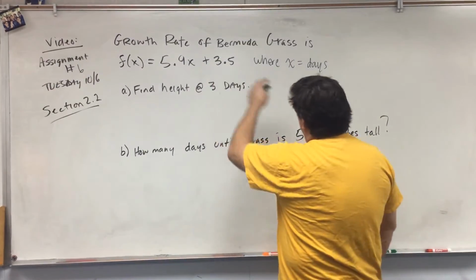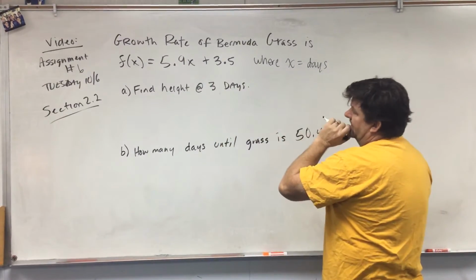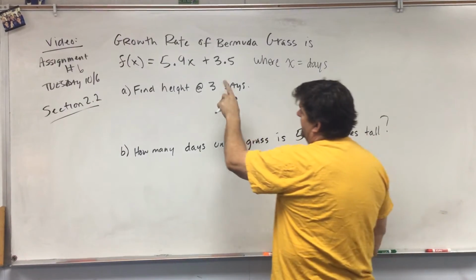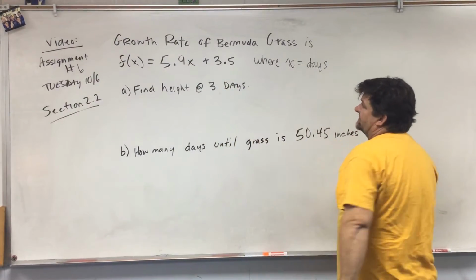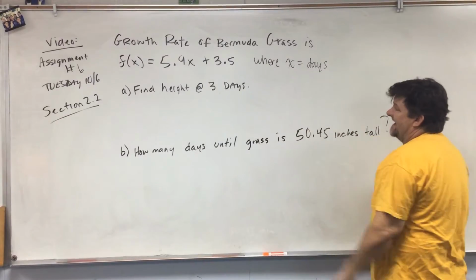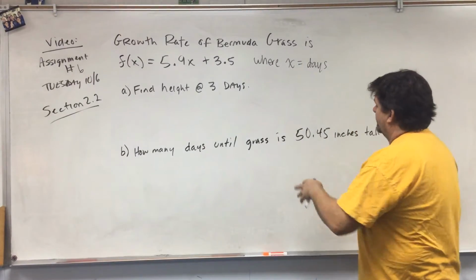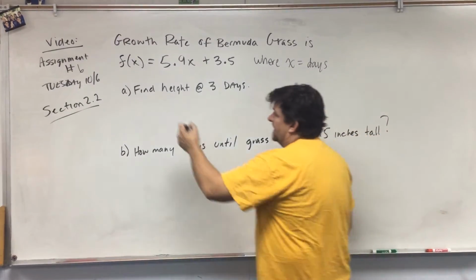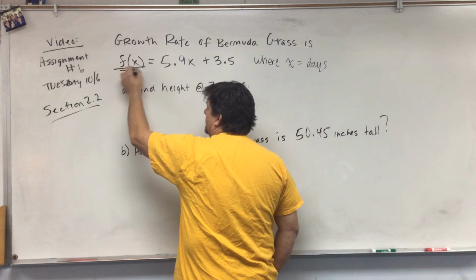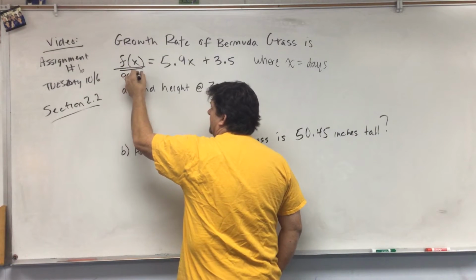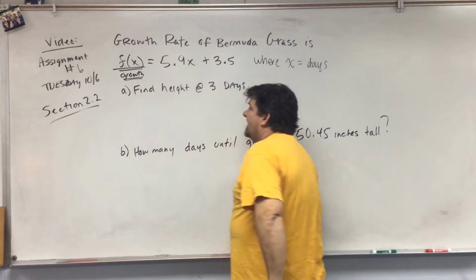So the growth rate of Bermuda grass is equal to 5.9x plus 3.5, where x is days. So the growth rate in inches is right here. So this is the growth. All right? So that's the growth.